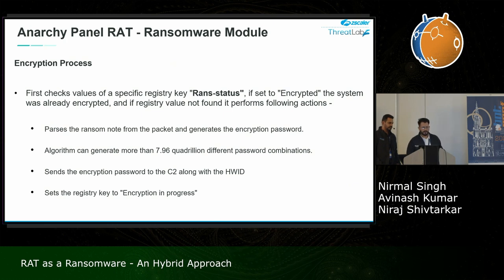If the machine is already encrypted, it will check the registry value, which is set as encrypted. And if the system is not encrypted already, it will perform certain actions: it will parse the ransomware note from the packet and generate an encryption password. We have done some analysis on the algorithm and seen that it can generate nearly 8 quadrillion different password combinations. Further, it will send the encryption password to C2 along with the hardware ID. And during the encryption, it will set the registry key as encryption in progress.